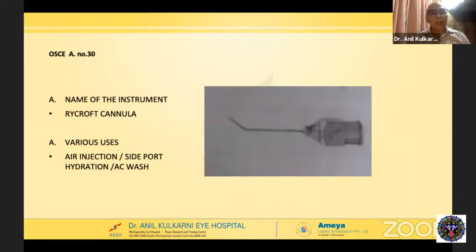The name of the instrument is Rycroft cannula. The various uses include air injection into the anterior chamber, side port hydration after the surgery is over, or anterior chamber wash either during surgery or even in patients who have hyphema.